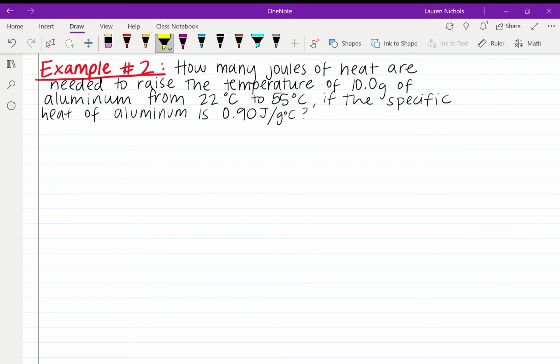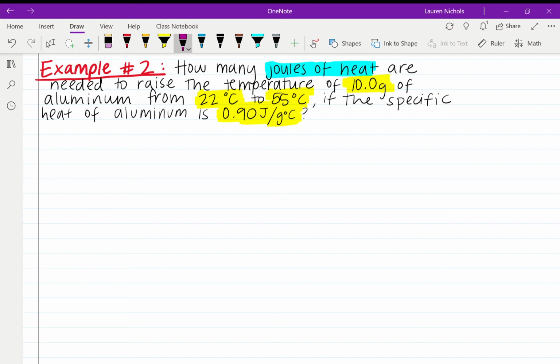It says, how many joules of heat, so we see that question word, how many joules of heat, so that's what we're looking for, are needed to raise the temperature of 10 grams of aluminum from 22 degrees Celsius to 55 degrees Celsius if the specific heat of aluminum is 0.90 joules per gram degrees Celsius. So let's go ahead and again follow the GUESS method.